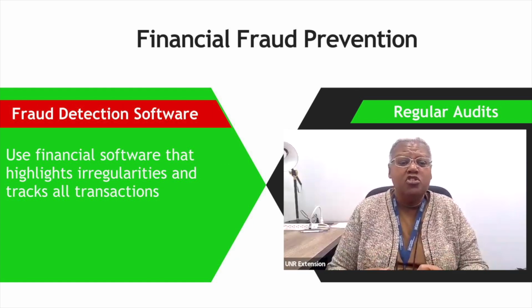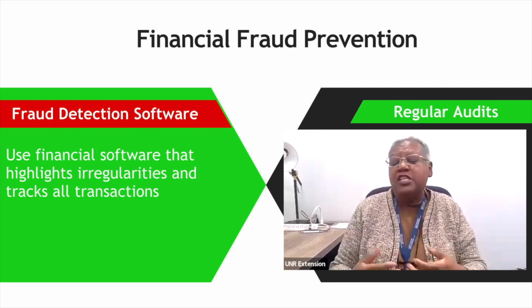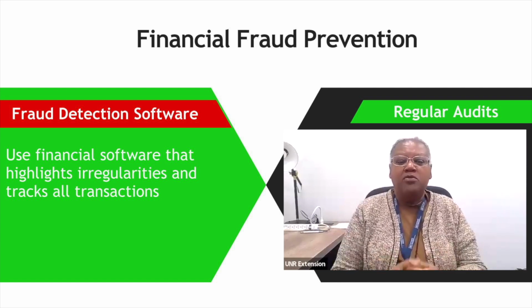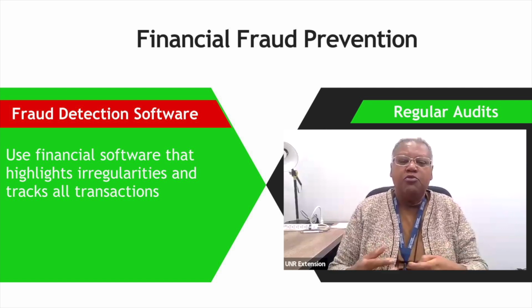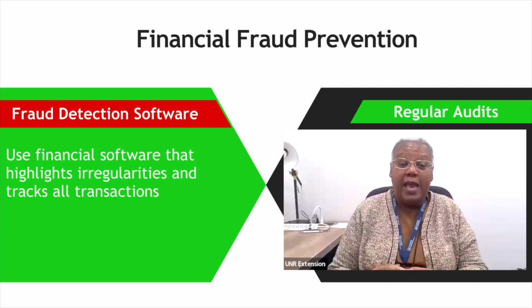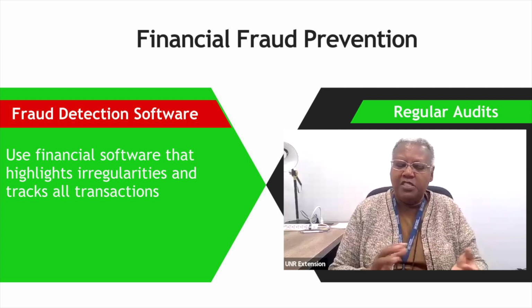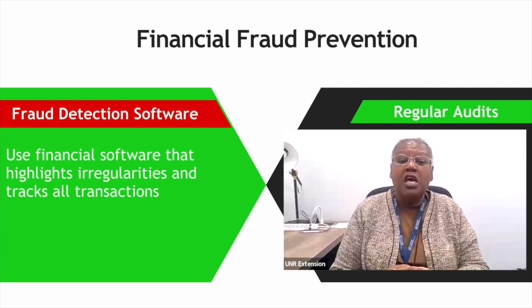You also want to make sure that you have some kind of financial software that highlights any irregularities and can track your transactions. So for a lot of people, they use QuickBooks for their software to keep track of their money coming in and their money going out. QuickBooks is very good at saying something is off. These things are not matching. But there are also other types of software out there.